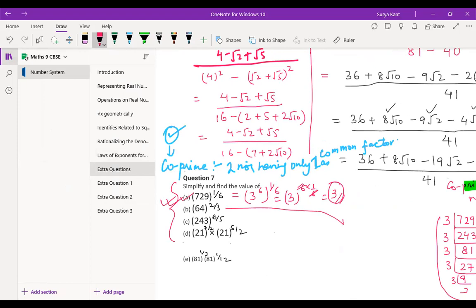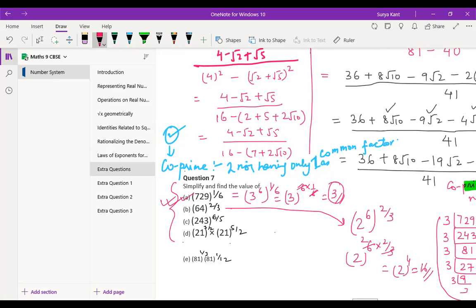Don't solve this one right now. Let me tell you the concept first. You can write it like this also: 2 to the power 6, all to the power 2 by 3. Like this also you can do. So 2 to the power 6 into 2 by 3, so 6 times 2 by 3 is 4. Your answer is 2 to the power 4, that is 16. So you are getting 16 as the answer, right?